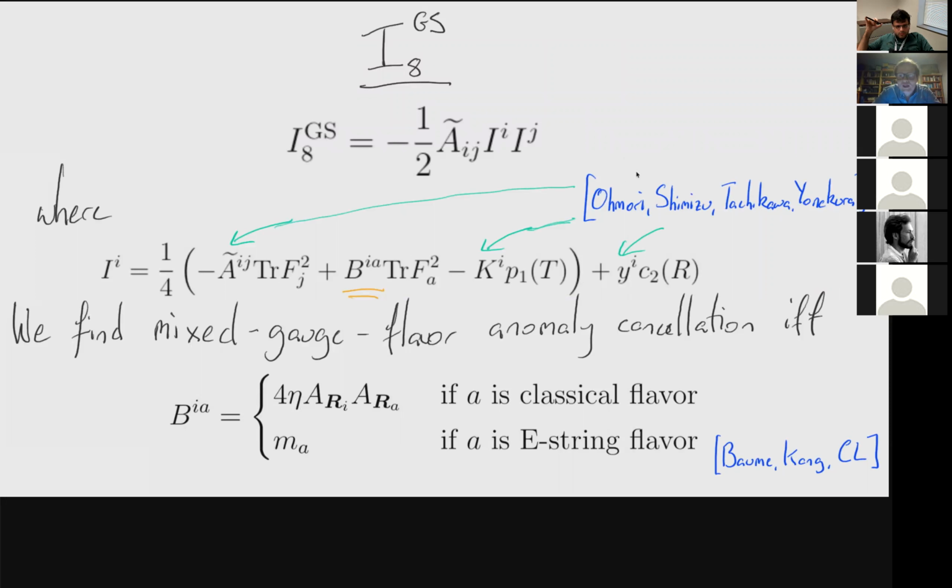And in this paper by Omori, Shimizu, Tachikawa, and Yonakura, they explained the origin of these coefficients. Some of them, like this y_i, one needs to take some care in its definition. This is just the intersection matrix of the compact curves, and this is roughly the self-intersection. And this object here comes from I, which is a gauge index, and A, which is a flavor index. So this contributes to the mixed gauge flavor anomaly.